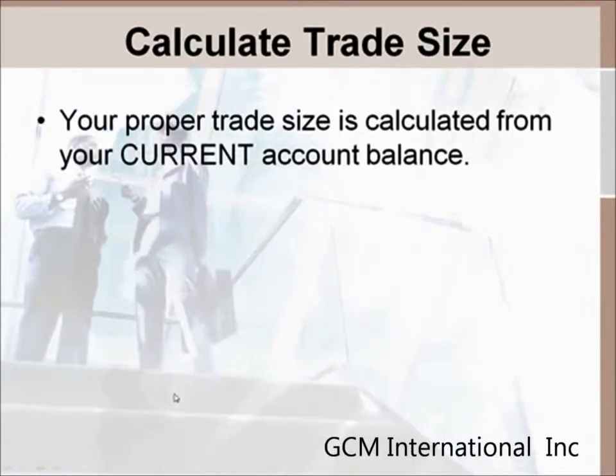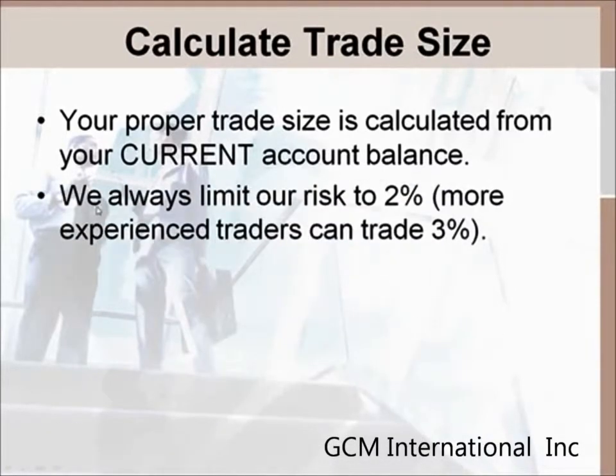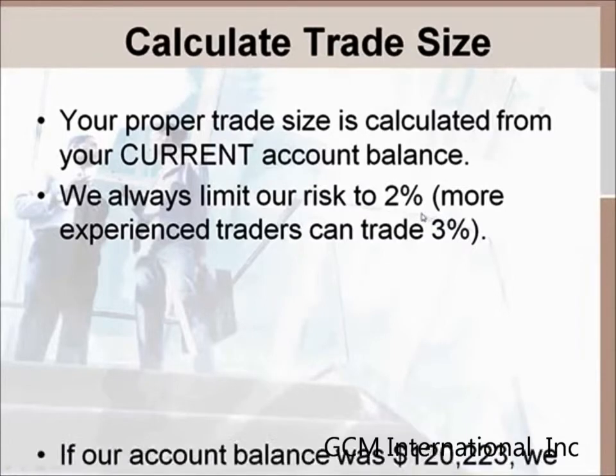We're going to risk a constant percentage of our account, so our trade size is calculated from your current account balance, and we're always going to limit our risk to a certain percentage, and usually you're going to use 2%. Some more experienced traders increase that amount to 3%, and I've even heard of some using 4%, but 2% is a good number to use all the way through your forex career.